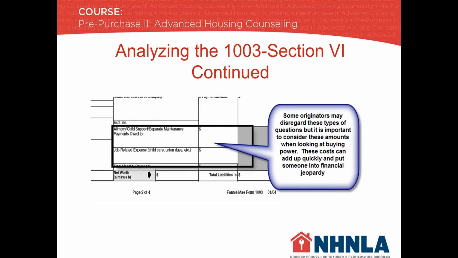Now, as far as other specific information, there's a couple of things listed here that I do want to draw your attention to, because originators really, this may not impact them that much. So for instance, if somebody has child support or alimony or a separate maintenance payment that they have to pay out, that's not really something necessarily that the underwriter or the lender is taking a look at. They want that information, but it's very important for the counselor to consider these amounts when you're looking at buying power. And that's because if somebody has a big child support payment that comes out of their budget, that really makes a difference on what's accurately affordable.